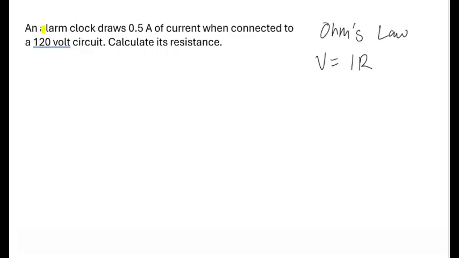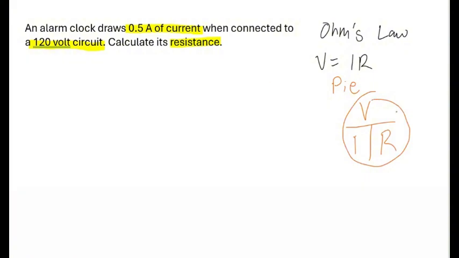An alarm clock draws 0.5 amperes of current when connected to a 120-volt circuit. Calculate its resistance. Let me draw a pie because this is needed. So let's have the pie: V over I times R, because we are going to need this.